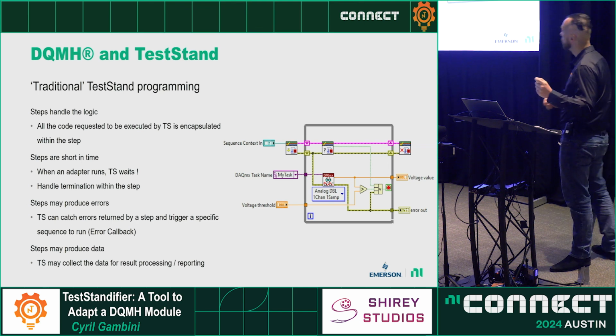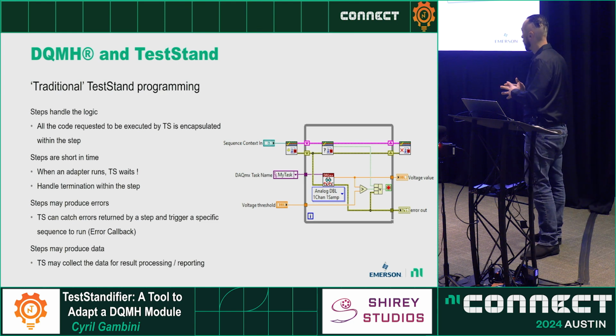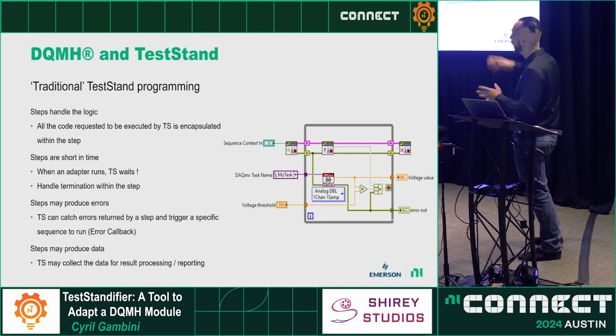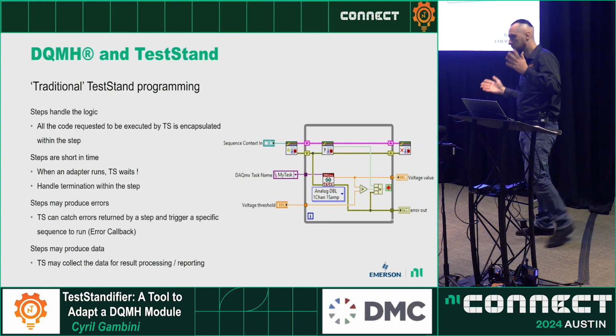Last thing also is that maybe that VI, that small VI that we see here, when we tested it, we only tested it with that DQMH task we see here. It was working well, no problem.